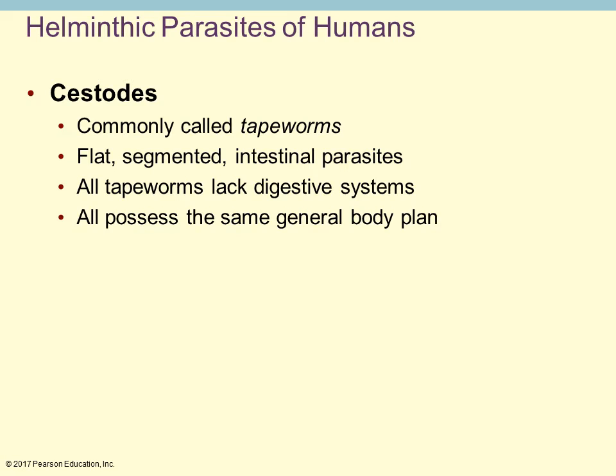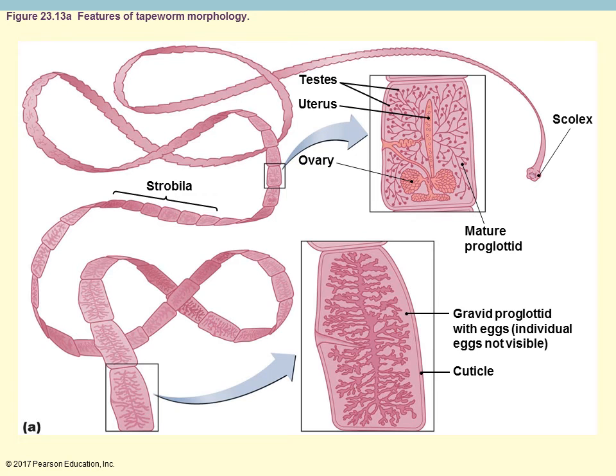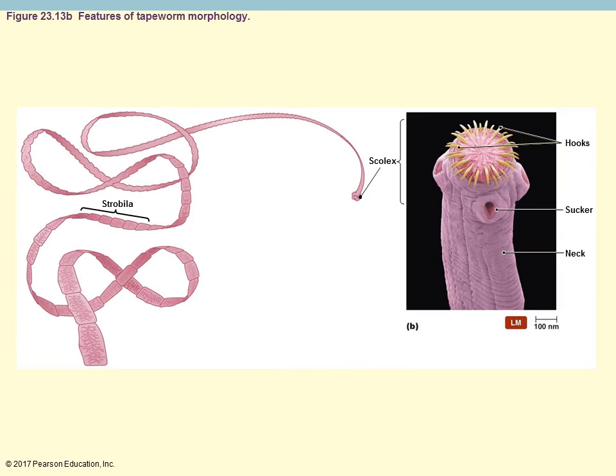They're flat. They have segments. They're intestinal parasites. Typically, this is what it looks like, each little segment. If one of those segments breaks off, it can develop into a new worm. Here you can see at the end the sucker and the hooks which help attach it to its host.